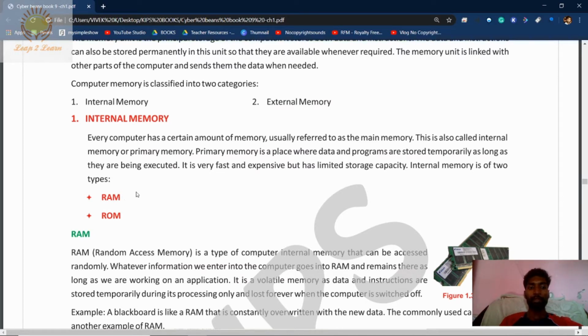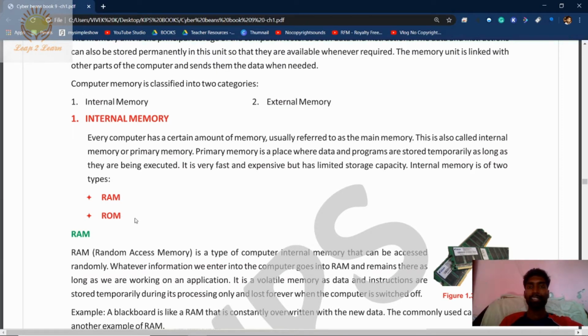But coming to ROM, its full form is read only memory, and for any document or application installed in a ROM, we can only read. We cannot do any modification. It is a permanent storage.